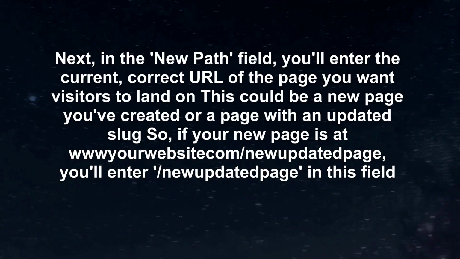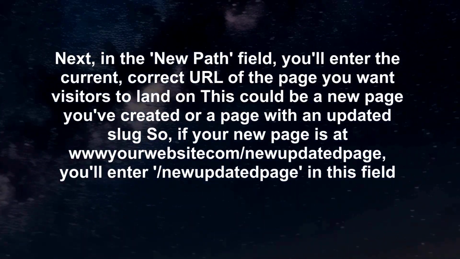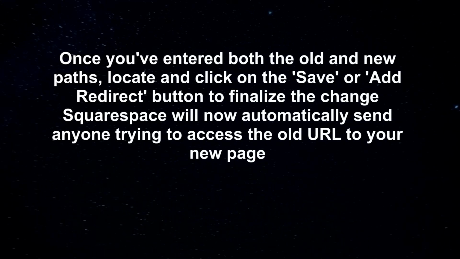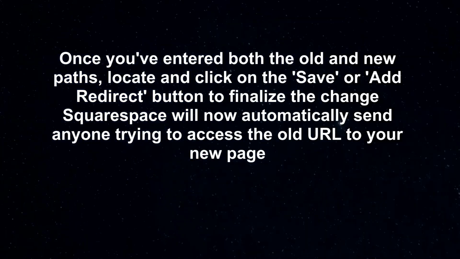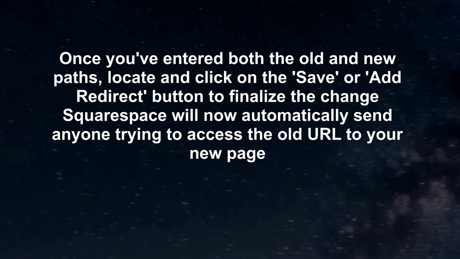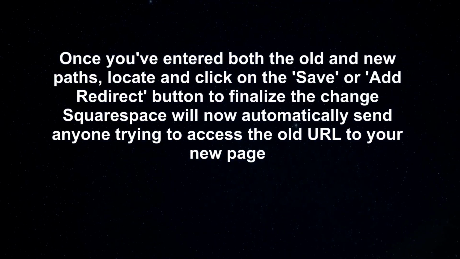So, if your new page is at www.wirewebsite.com/newupdatepage, you'll enter /newupdatepage in this field. Once you've entered both the old and new paths, locate and click on the Save or Add Redirect button to finalize the change. Squarespace will now automatically send anyone trying to access the old URL to your new page.